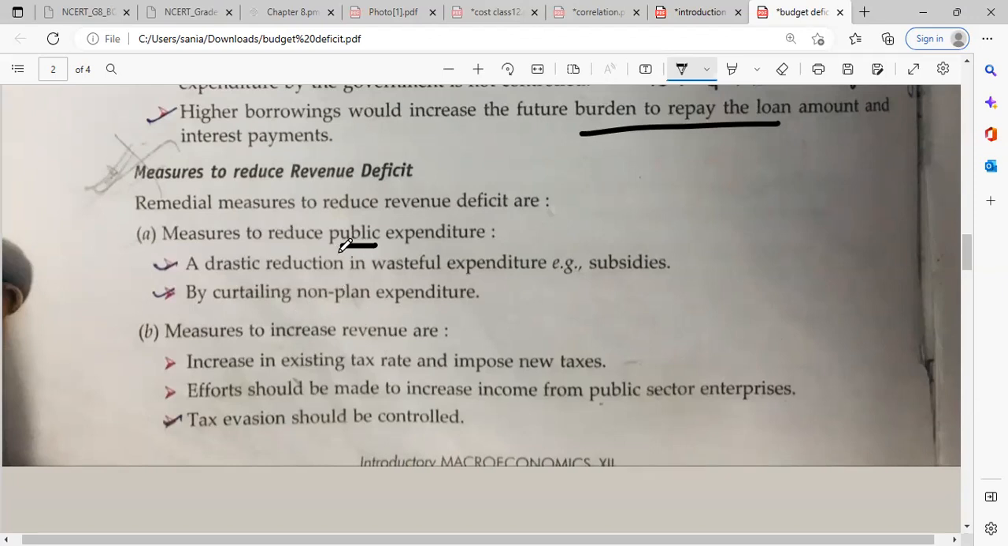So how? Now what the government was doing earlier, for example, the government was giving subsidies and all that. So now the government will reduce the public expenditure.